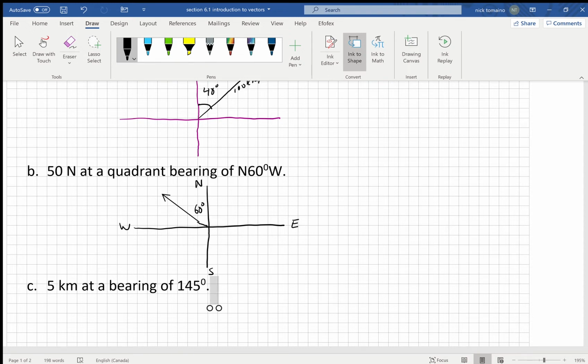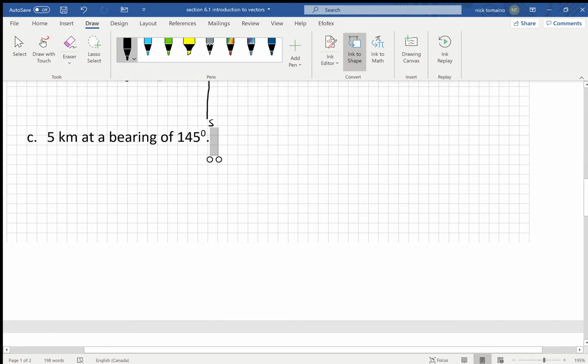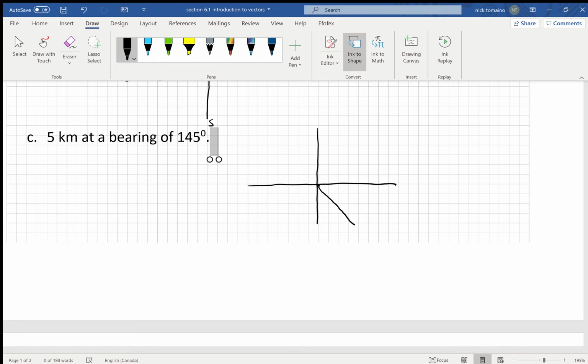Okay, good. And last one, 5 kilometers at a bearing of 145 degrees. So again, we'll draw a Cartesian plane. And 145 degrees, so we're going to go 90. Then we'll go another 10, that is 100, and then we go another, that's 55 degrees. Okay, so we have 90 there, plus 55 is 145.